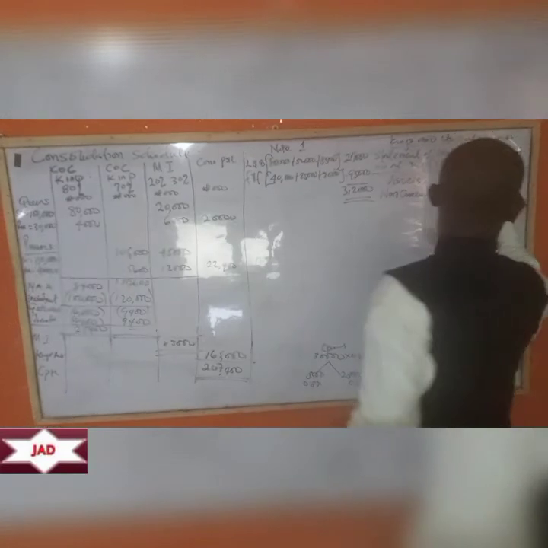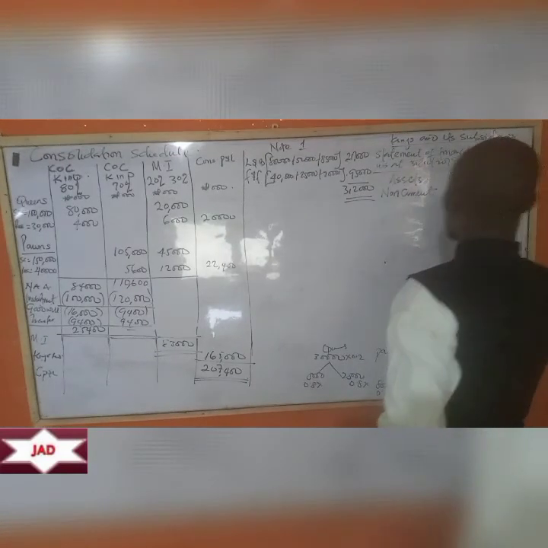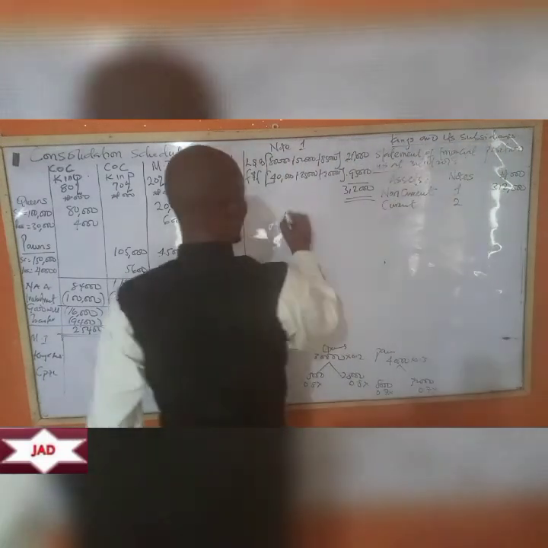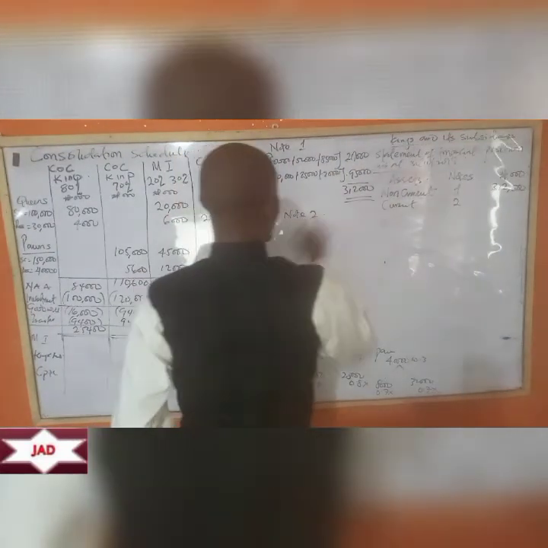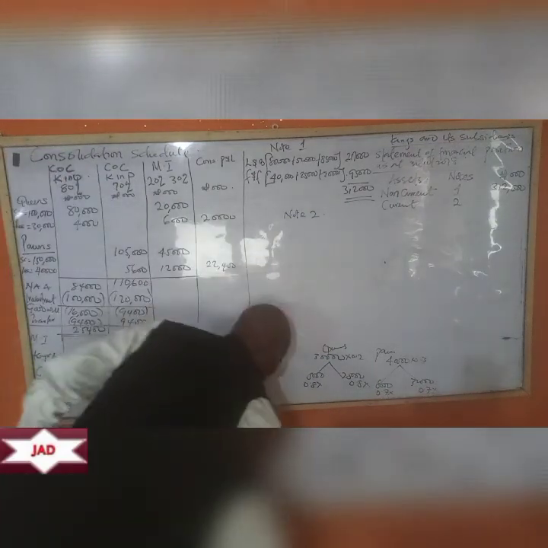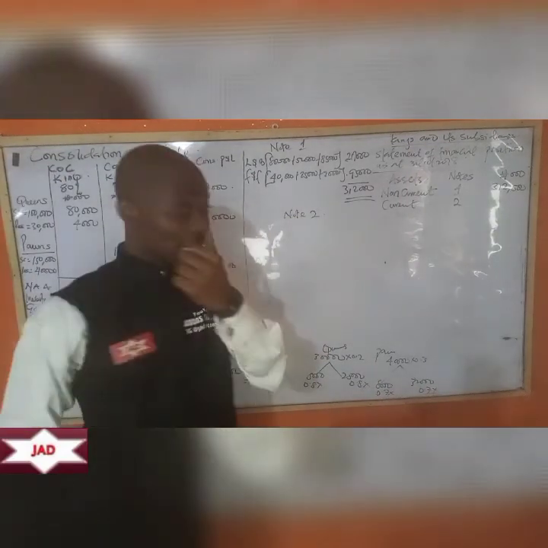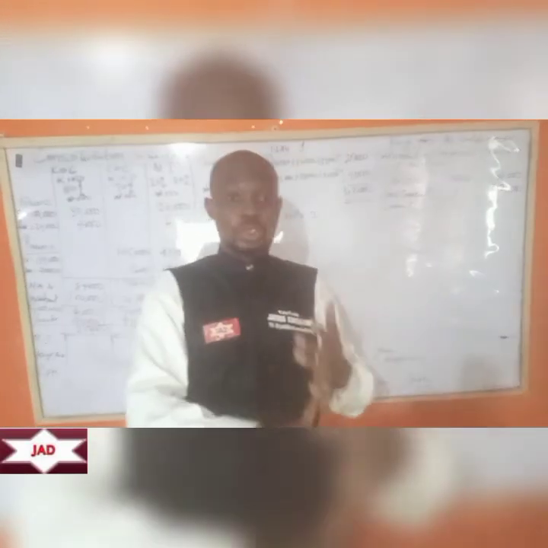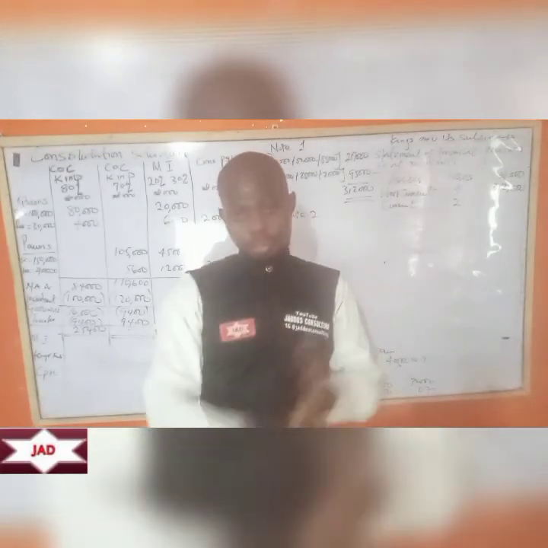So we have 312,000. So current, that's 2. So what are the current items here? Of course, what we've done here is simple. We have only added the non-current asset items or the fixed asset items of the holding company, Kings Limited and Queens Limited. Okay, so let's go.